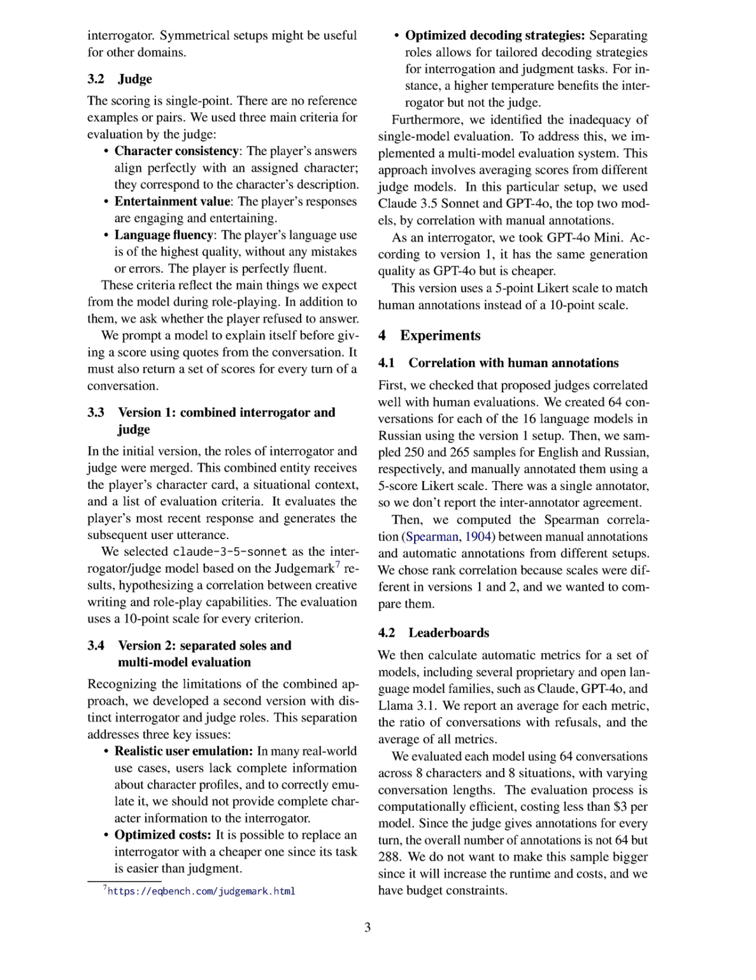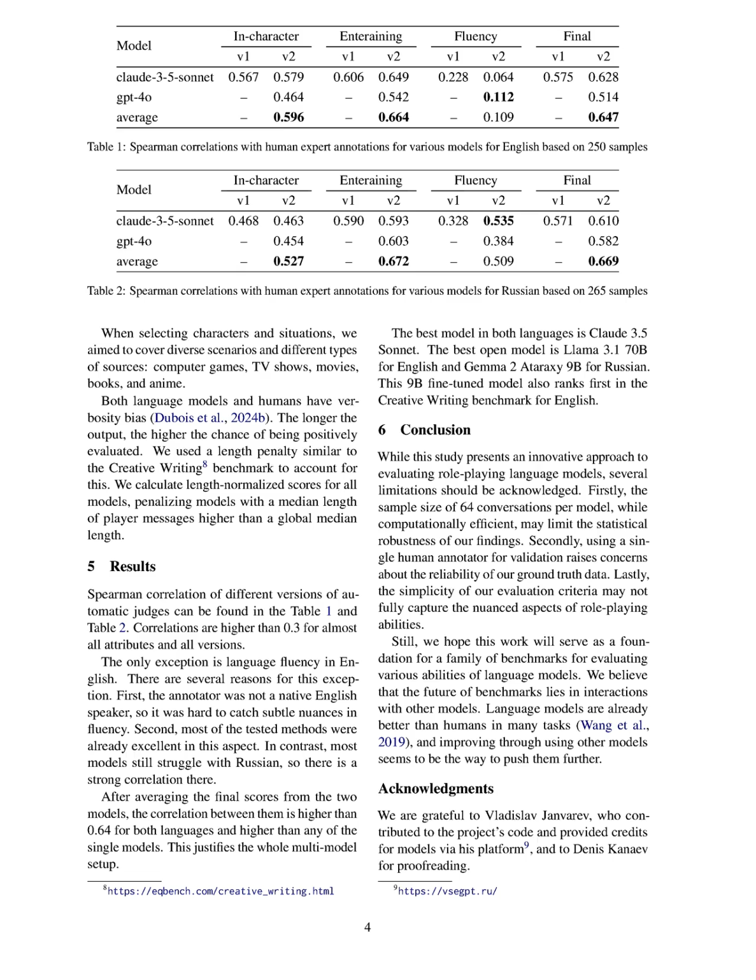The results indicated that correlations were higher than 0.3 for almost all attributes across versions, with the best model being Claude 3.5 Sonnet. This multi-model evaluation approach, which averaged scores from different judge models, demonstrated a correlation higher than 0.64 for both languages, confirming the effectiveness of our evaluation criteria.